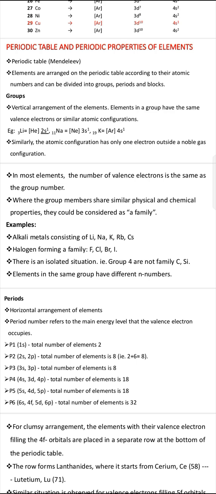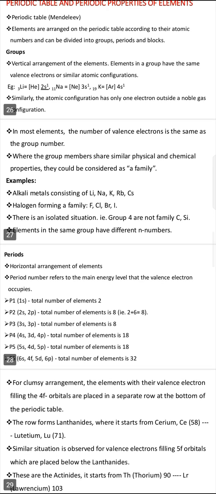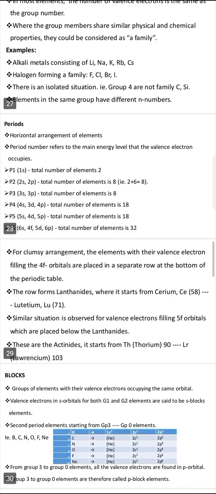The groups also help us to determine the physical and chemical properties of the elements. So if I have elements in a specific group, I know that they have similar what? Features. Examples of the groups are the alkali metals, the halogens, the chalcogens and so forth. Periods are the horizontal arrangement of the elements, and we have period 1, period 2, up to period 6.